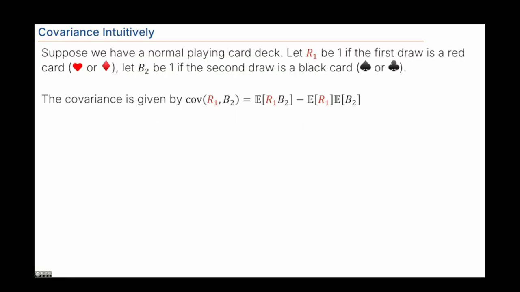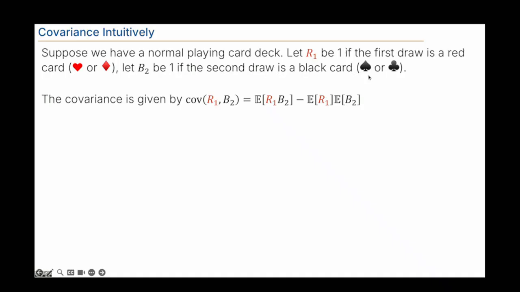Okay, let's see some examples, just a couple of small ones. Suppose we have a playing card deck and we draw 2 cards. I'll make up an event called R1, which is 1 if the first draw is a red card, a heart or a diamond. I've drawn 1 card, I'm left with only 51, and now I'm drawing the second card. B2 will be the event that the second draw is a black card.